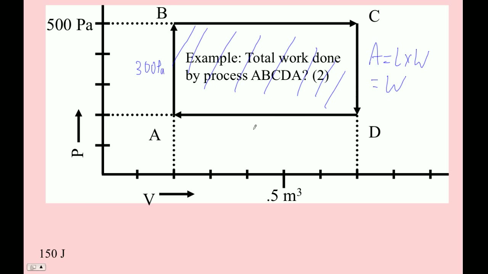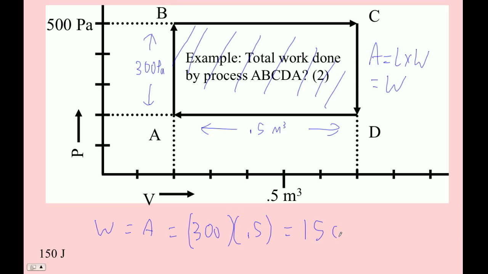and then this is 0.5 cubic meters, this dimension here, right? And this is 300 pascals there. Of course, work equals area equals length times width, so it's 300 pascals times 0.5, and this always works, right? It's 150 joules. So the area inside equals work. And then how do you know whether it's positive or negative?